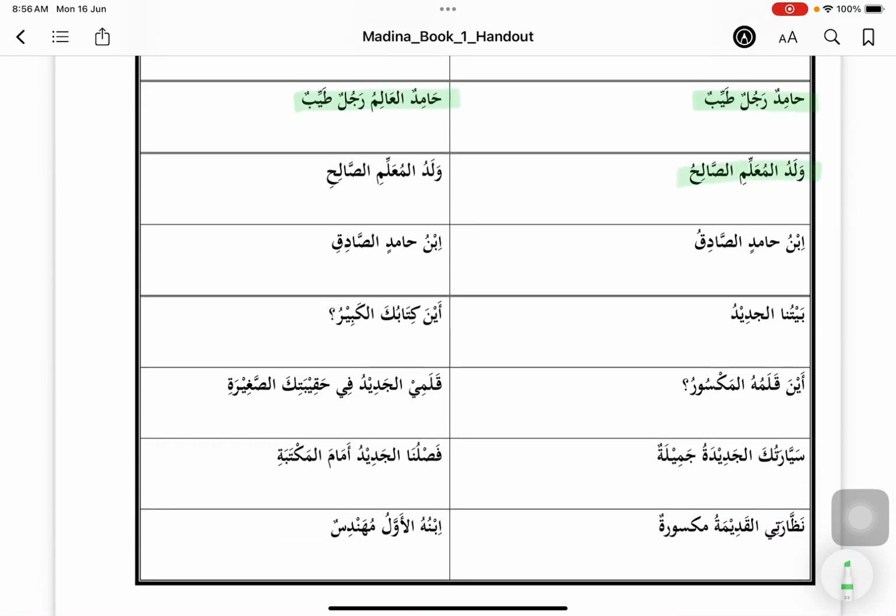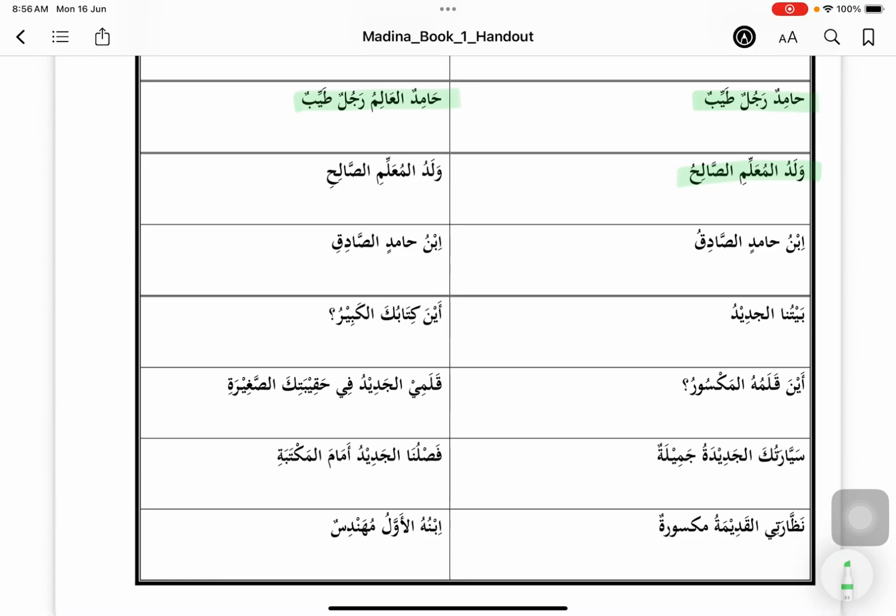Waladul muallimi as-salihu. Here, notice, it's not al-waladu, it's waladul muallim. Waladul muallim is the son of the muallim, the son of the teacher, as-salihu. So as-salihu is going back to waladu.